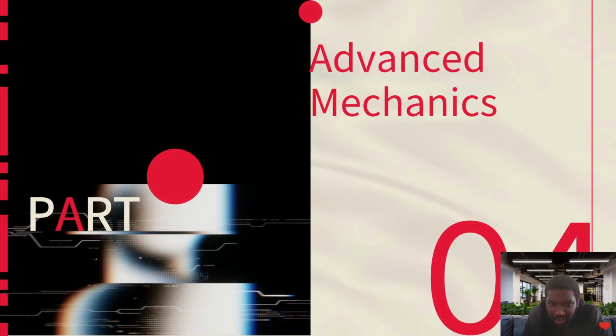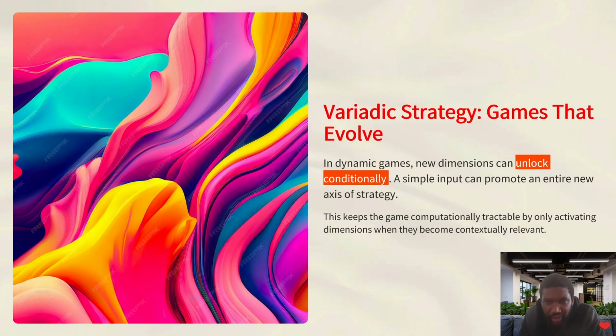Then you get advanced mathematics, part 4, mechanics: strategy games that evolve. Now we're talking about evolving games. In dynamic systems, new dimensions can unlock conditionals. Conditional is like an if-then policy. New dimensions can unlock conditionally. A simple input can promote an entire new axis of strategy.